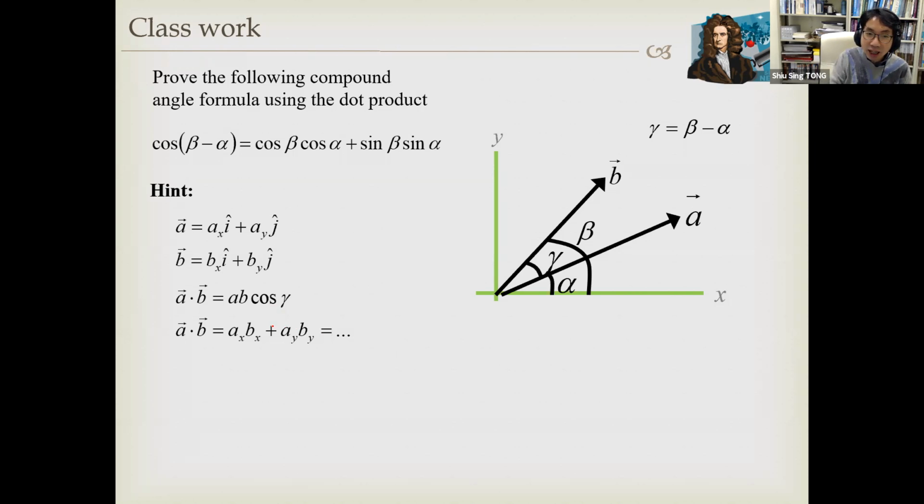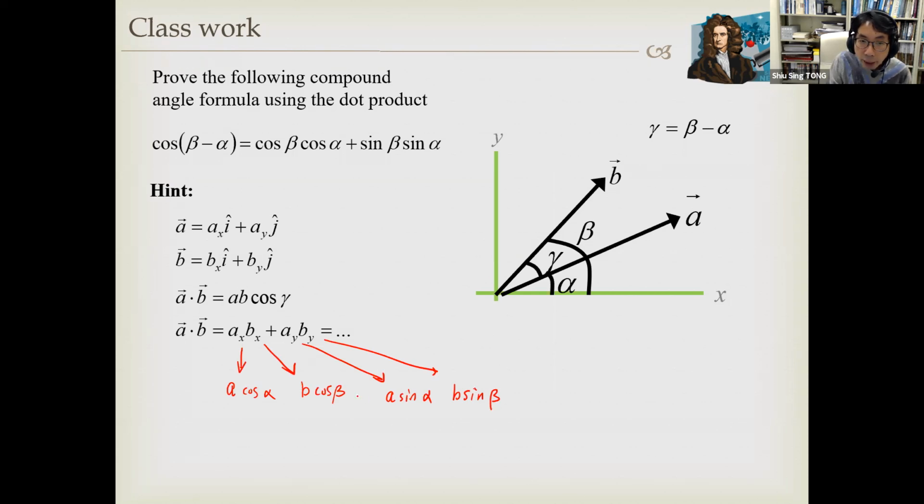But I can write AX, BX, AY, BY in terms of what? In terms of alpha and beta. AX is what? AX is A cosine alpha. Is that right? And BX is B cosine beta, right? AY is A sine alpha. And BY is B sine beta. Is that right?